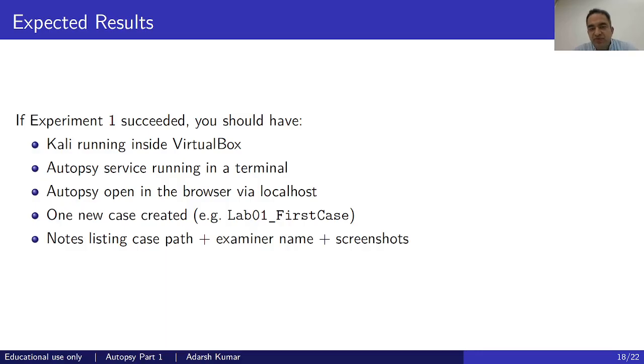Let us confirm what successful completion looks like. By the end of Experiment 1, Kali should be running inside VirtualBox. The Autopsy service should still be active in a terminal window. Autopsy should be open in your browser through a local URL. You should have created one new case, for example, Lab 01 first case, and you should have written short notes that include the case path, examiner name, and screenshot name. If all five of these results are present, congratulations. You have completed the foundation lab and are ready for the next part of the series.